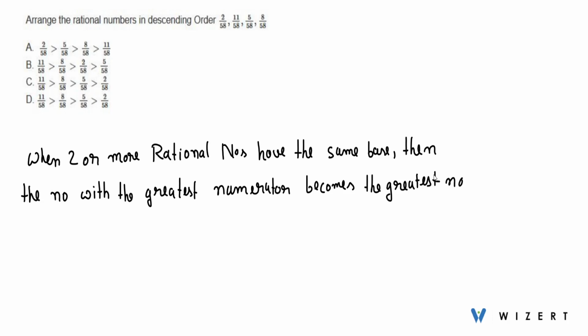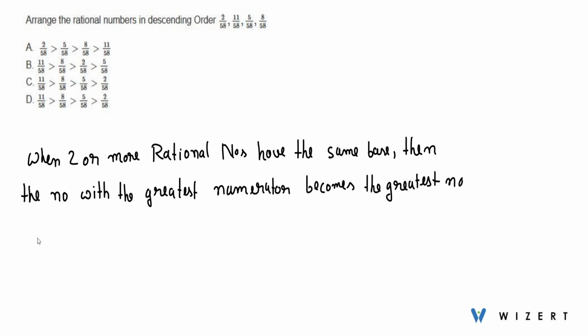That is, suppose if we have 3 numbers and all of them have the same base, then a number which has the greatest numerator will be given the first priority, that is, it is the biggest number. Then the number which has the second greatest numerator will be given the second priority, and finally the last number will be given the third priority.